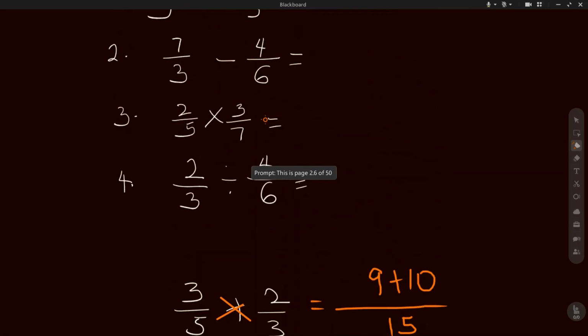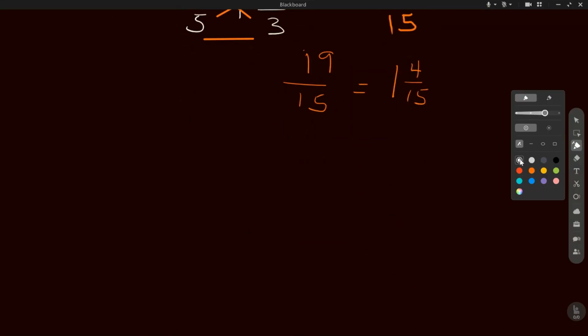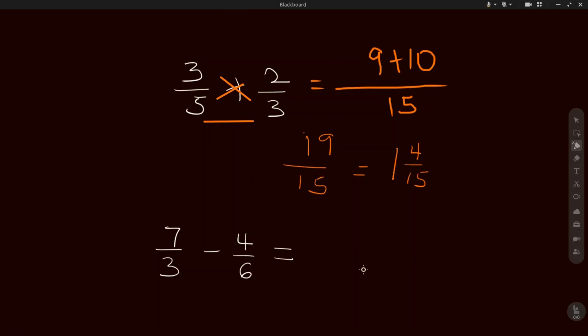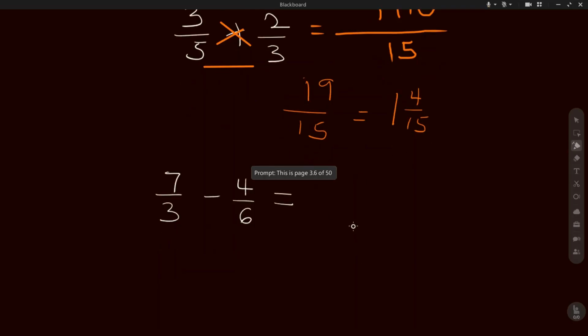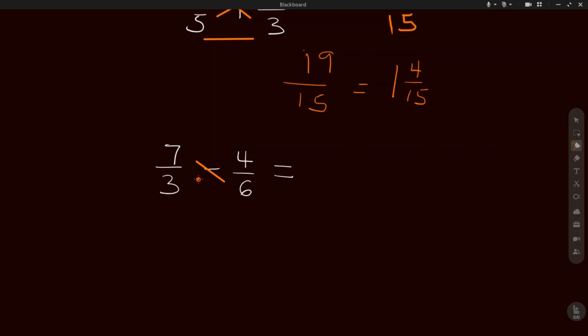Let's solve for subtraction. We have 7 over 3 minus 4 over 6. So it is the same method. It's just that for the addition we added, but for the subtraction we will be subtracting. So we will cross multiply the same way. We multiply this by this, multiply this by this, then multiply this by this.